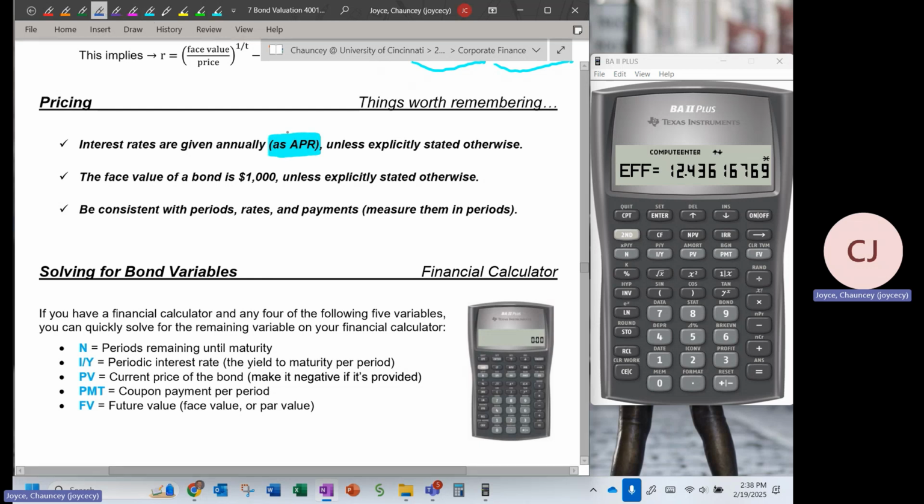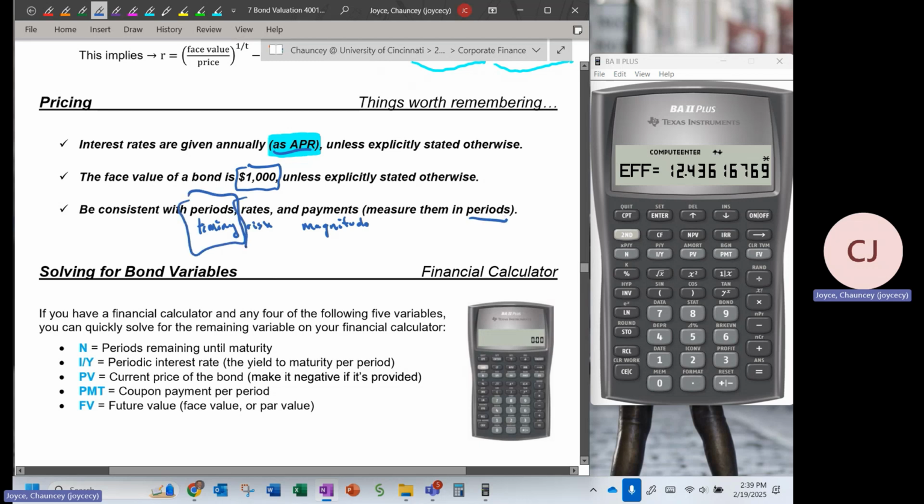Or whoever your finance professor is. Face value of a bond is 1,000 unless stated otherwise. So if it doesn't say, just assume it's a 1,000 face. Be consistent with timing, risk, magnitude. Be consistent there with timing, risk, magnitude, right? If it says that the bond pays semi-annual, then those three things need to be adjusted periodically.